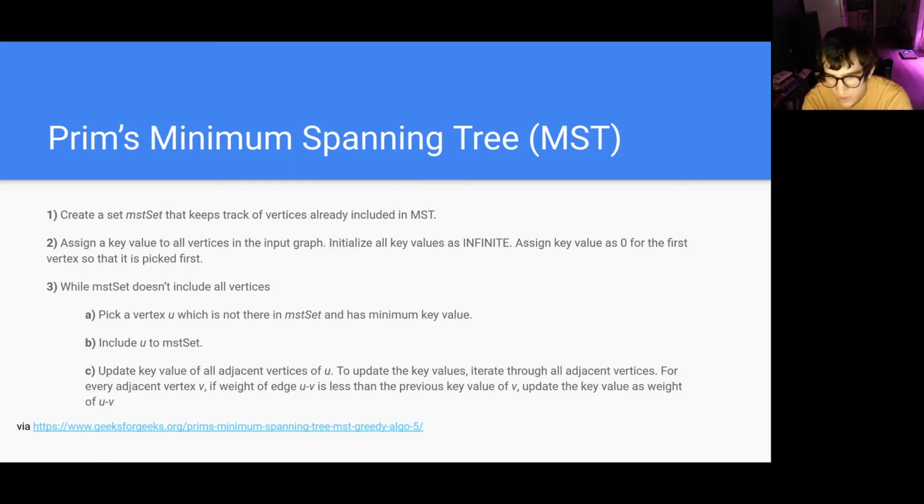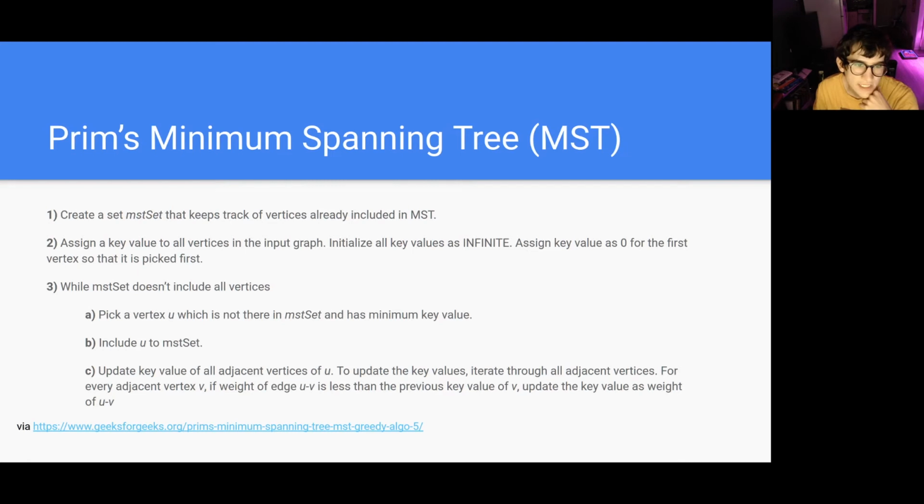which usually uses a queue, which uses a min heap representation. Then we want to include U into the set. And then we're going to update the key values of all the adjacent vertices where the weight is less than the existing key value. Otherwise, we don't need to update it. So that's how the algorithm works.